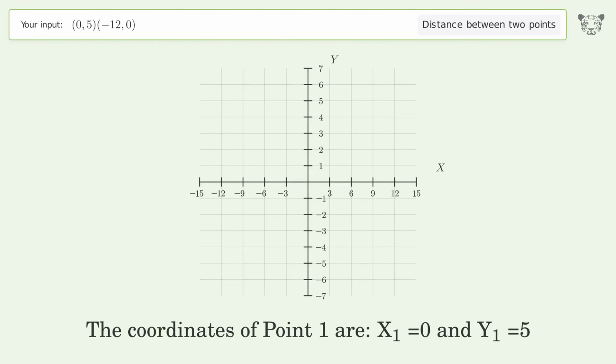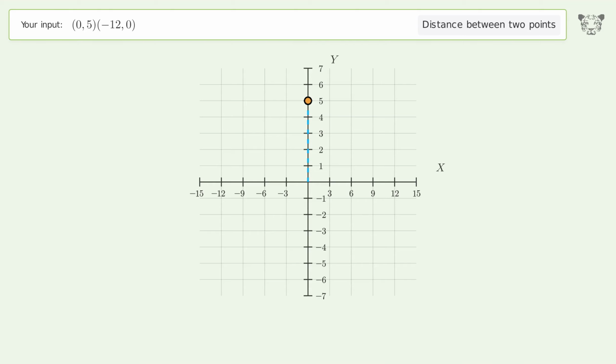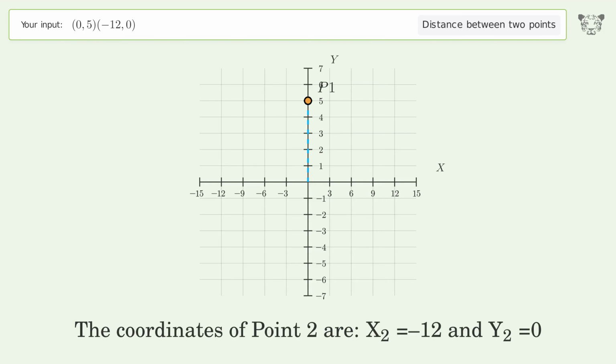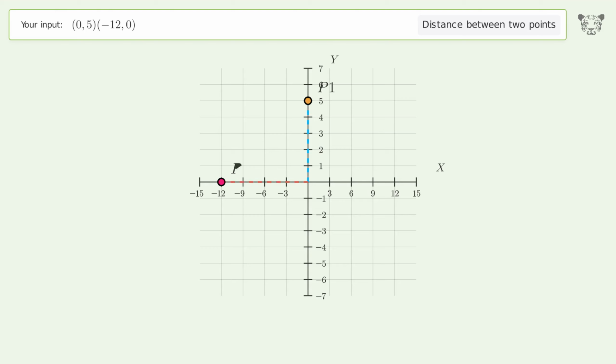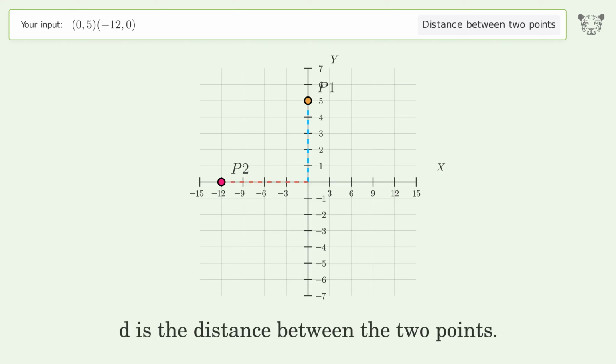The coordinates of point 1 are, x1 equals 0 and y1 equals 5. The coordinates of point 2 are, x2 equals -12 and y2 equals 0. D is the distance between the 2 points.